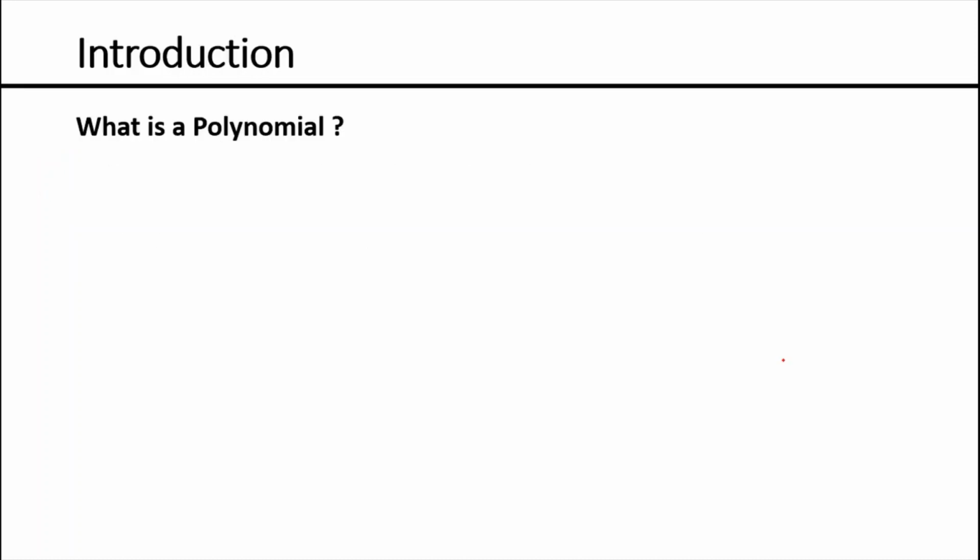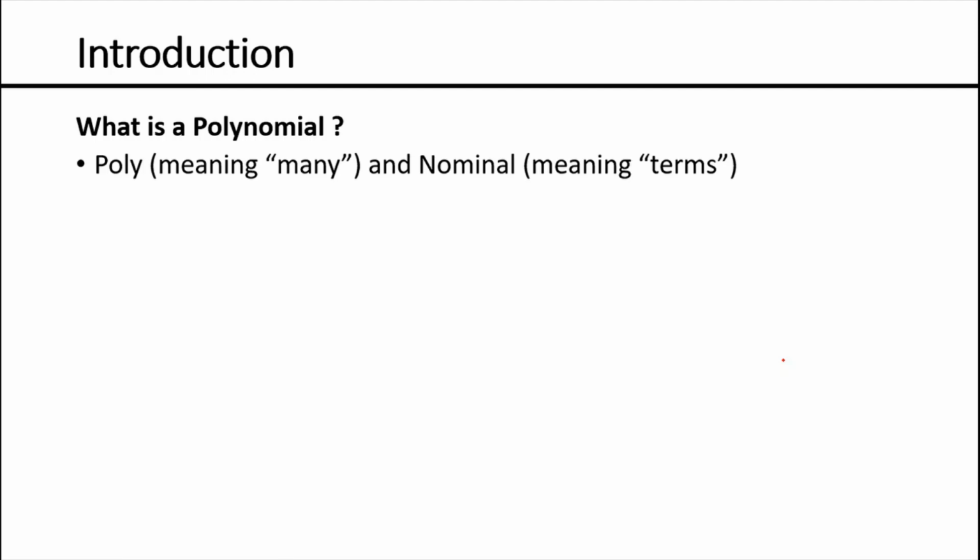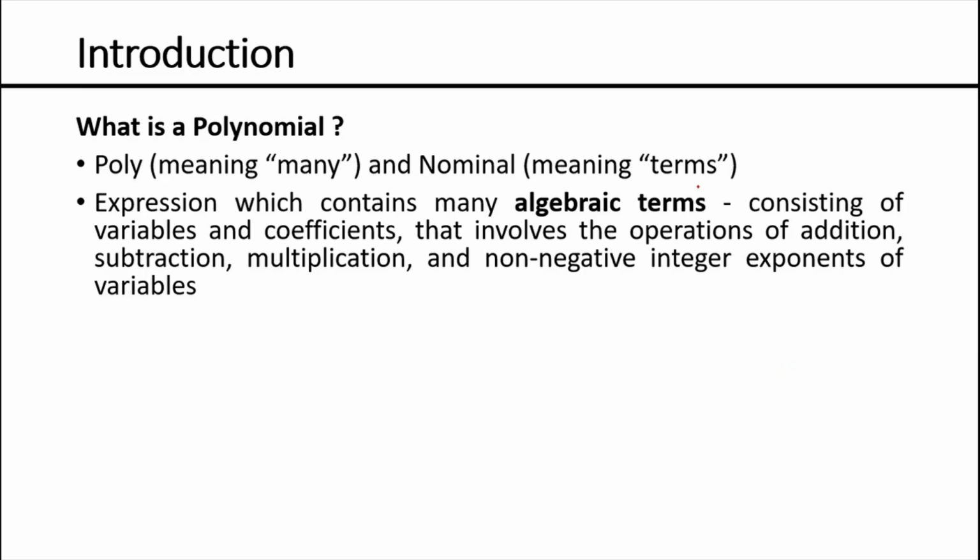Let us start with revising what is a polynomial. The word polynomial has been derived from Greek words where poly means many and nomial means term. So literally the word polynomial means many terms. Coming back to mathematics from English, polynomial is an expression which contains many algebraic terms.